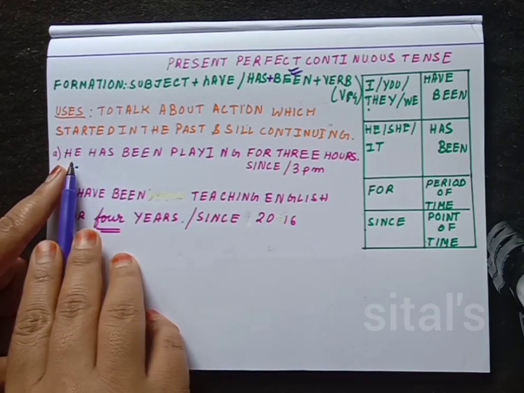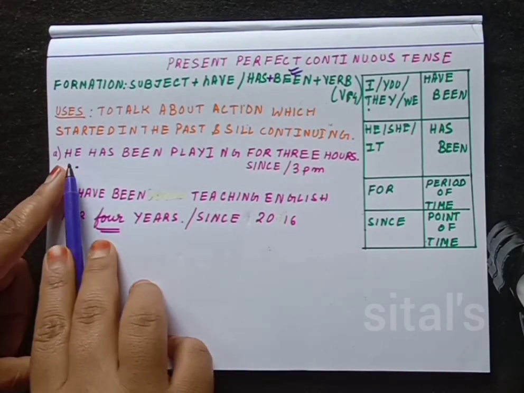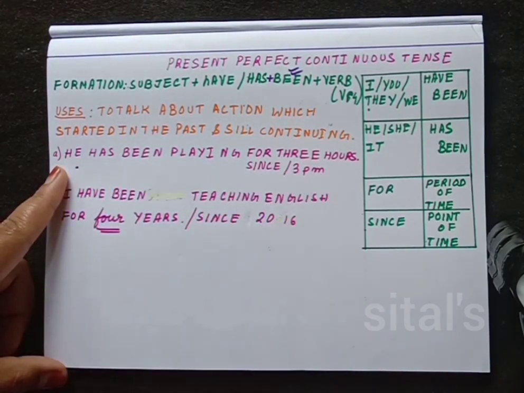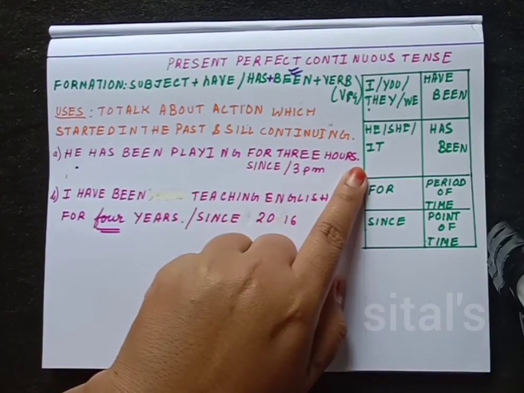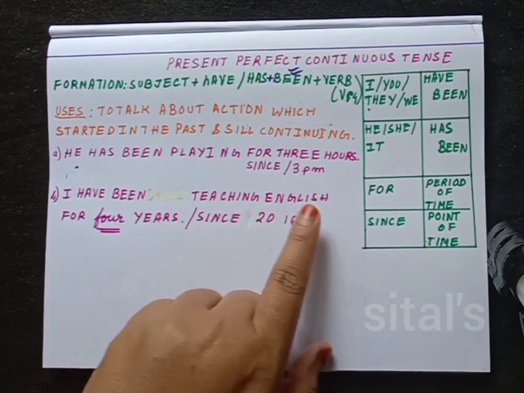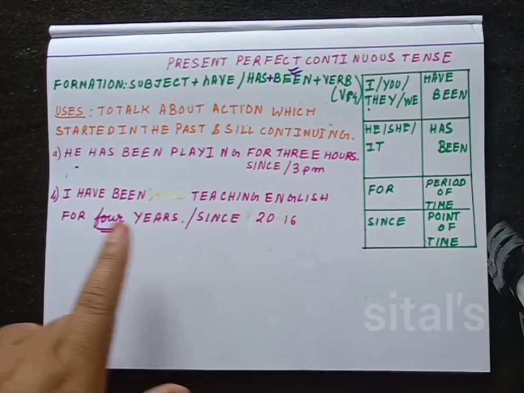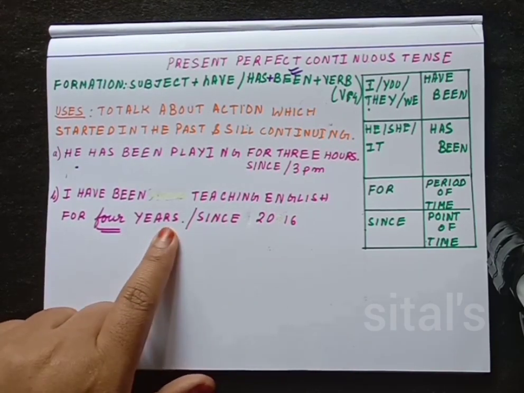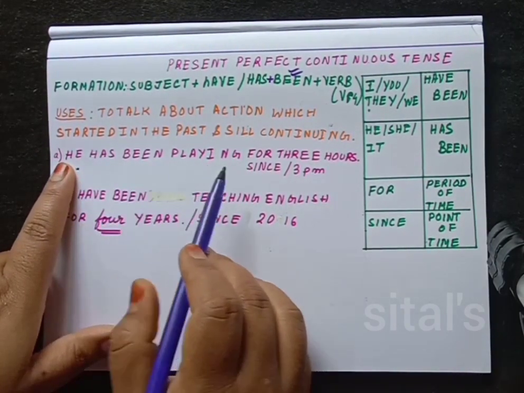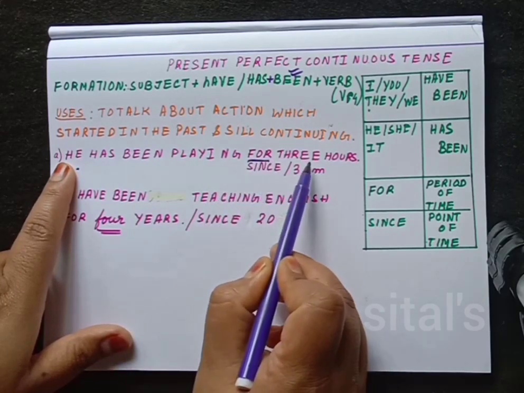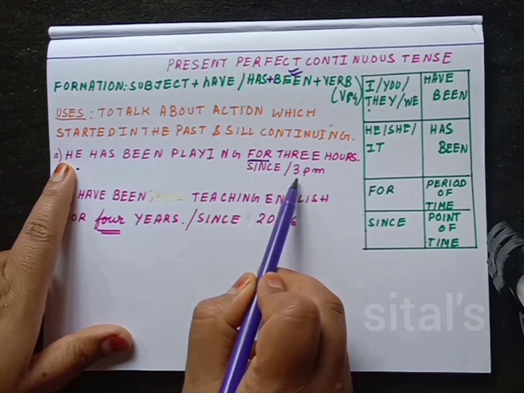He is singular. When we say he, we mean one boy or one person. So he has been playing for 3 hours. I have been teaching English for 4 years. Am I clear? So here you see, he has been playing for 3 hours. But if we use since, we have to mention the time.